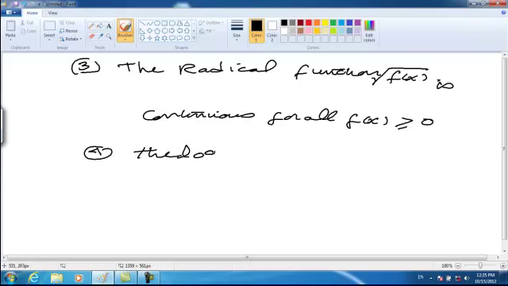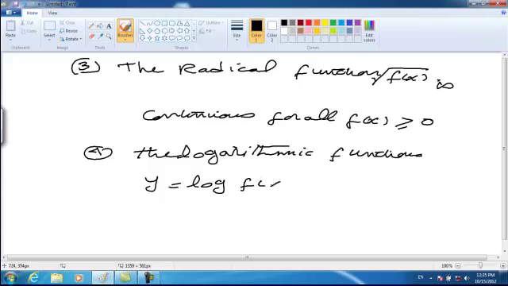The logarithmic function y equals log f of x with base a is continuous on f of x greater than 0.